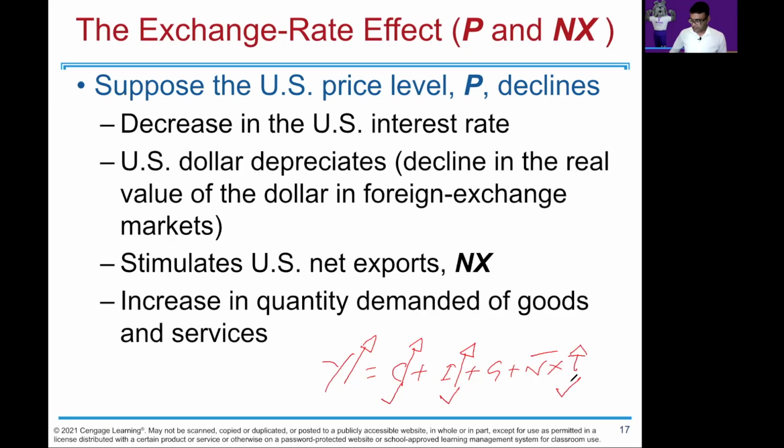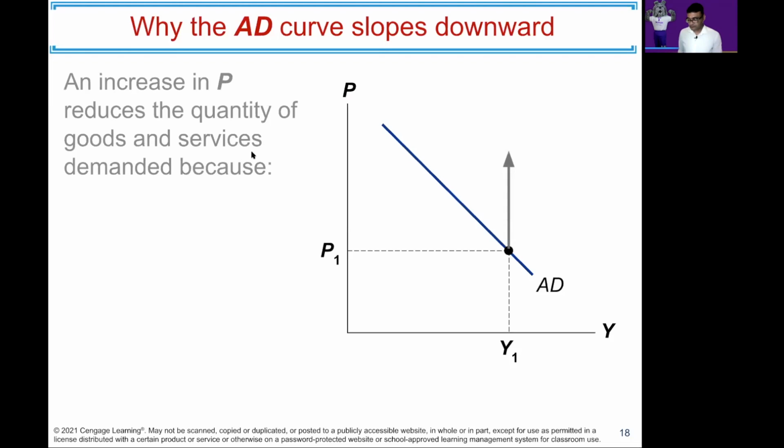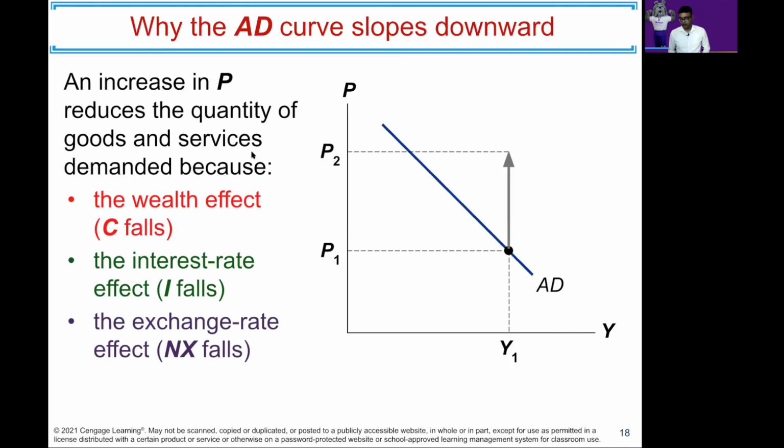So this is the example we gave you with your price decline. If it is a price increase, you have the same thing. That is, an increase in P reduces the quantity of goods and services demanded because of your wealth effect, and then the interest rate effect and the exchange rate effect.